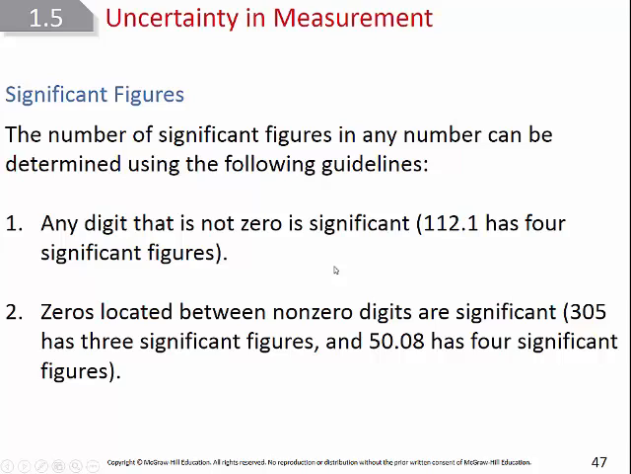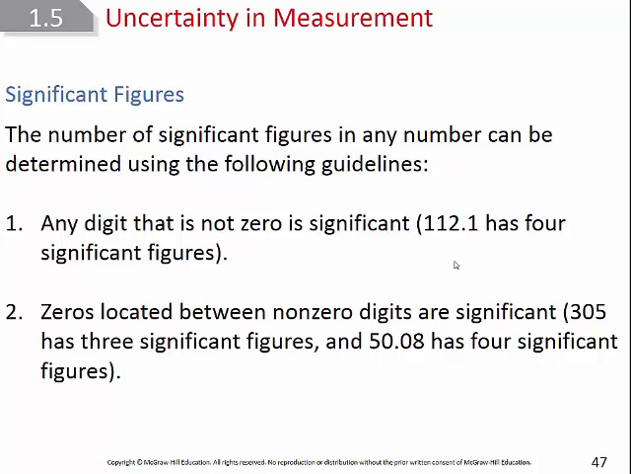So what if I'm just looking at a number that's already been reported for me? How do I tell how many significant figures are there? Well, we have rules to determine that. The first rule is pretty easy. If I have any number, say 112.1, any number that is not 0 is always significant. So I would have 1, 2, 3, 4 significant figures in this number.